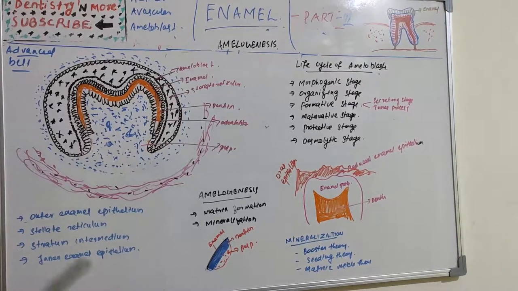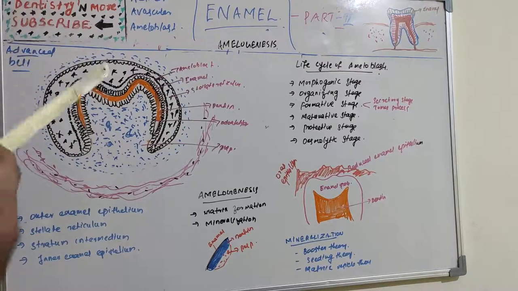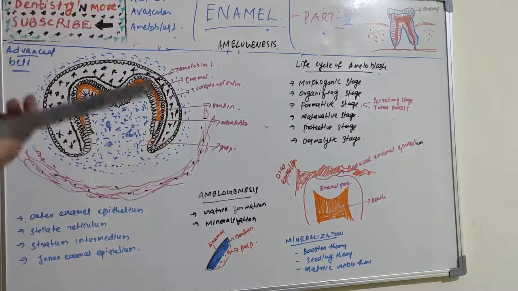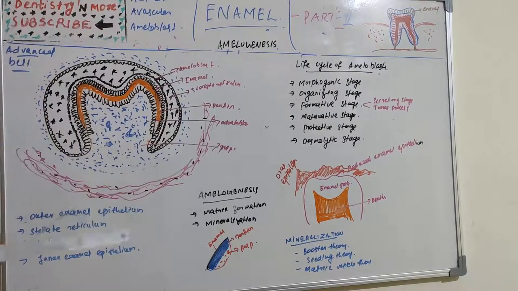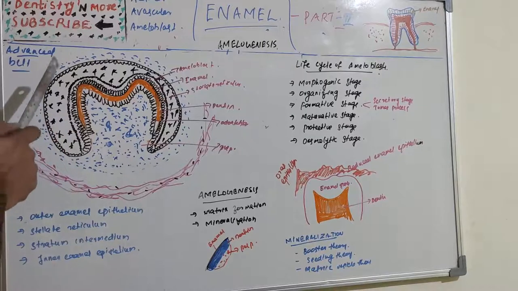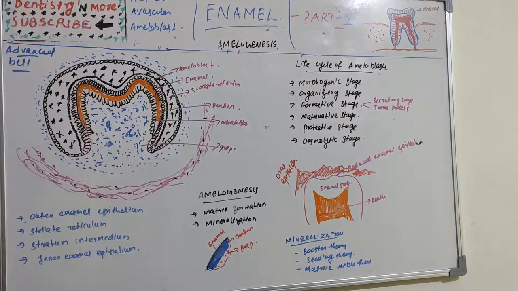Whereas stratum intermedium, which has flat or cuboidal cells, is situated between the stellate reticulum and the inner enamel epithelium. Its function is not fully understood, but it is believed to play a role in the production of enamel itself, either by controlling the fluid diffusion into and out of ameloblast, or by the actual contribution of necessary formative elements or enzymes. So it has a significant role, but it's not very clear what its exact role is. That is stratum intermedium, present between the stellate reticulum and the outer enamel epithelium. Okay.